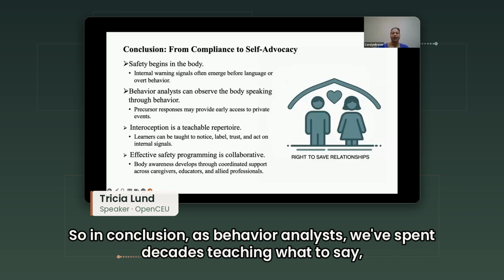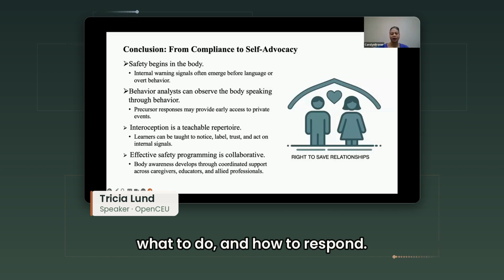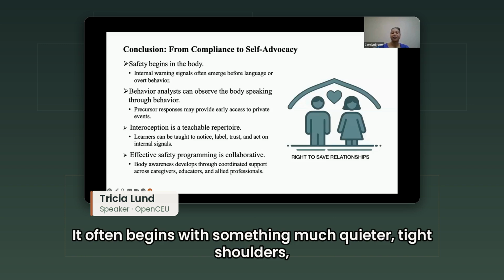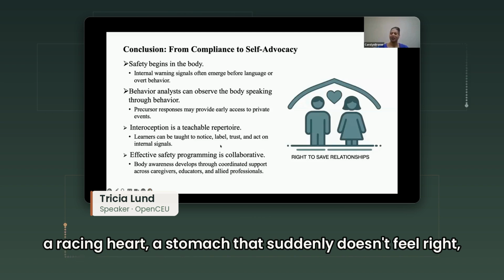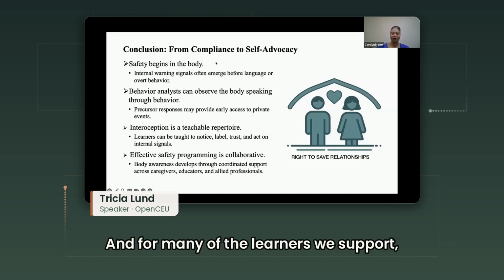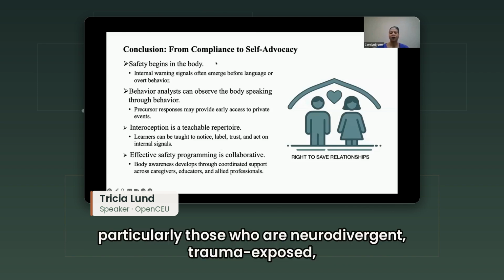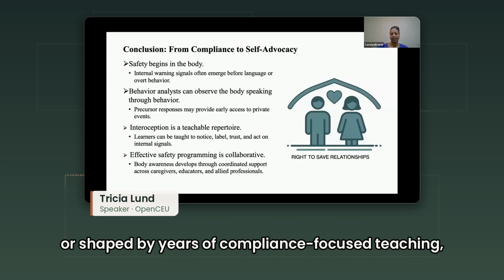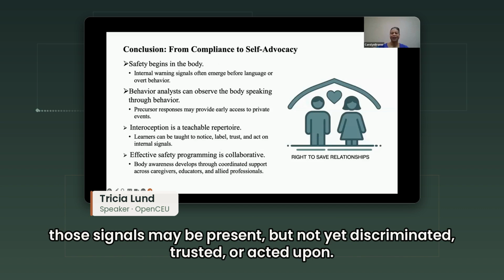So in conclusion, as behavior analysts, we've spent decades teaching what to say, what to do, and how to respond. But safety doesn't usually begin with language. It often begins with something much quieter: tight shoulders, a racing heart, a stomach that suddenly doesn't feel right, an urge to move closer to or further away from someone. And for many of the learners we support, particularly those who are neurodivergent, trauma exposed, or shaped by years of compliance-focused teaching, those signals may be present, but not yet discriminated, trusted, or acted upon.